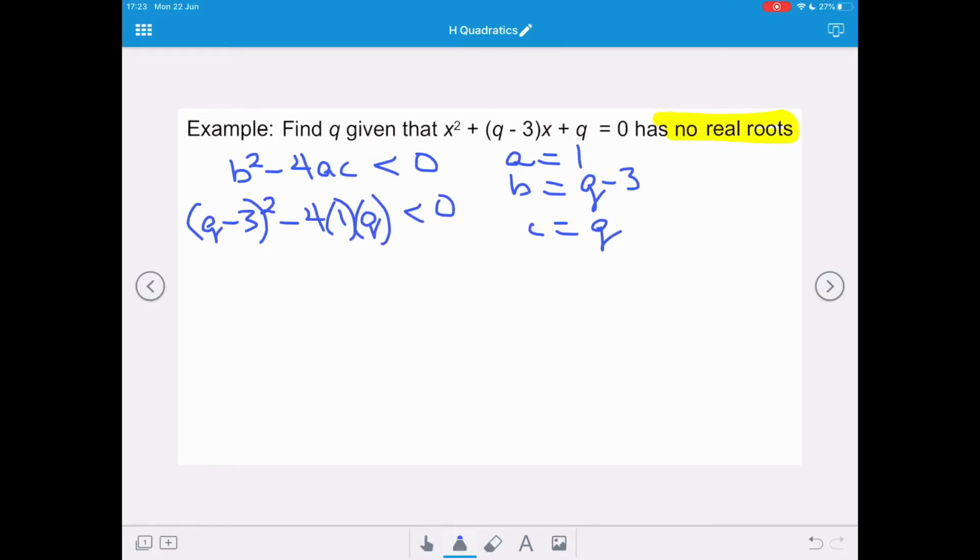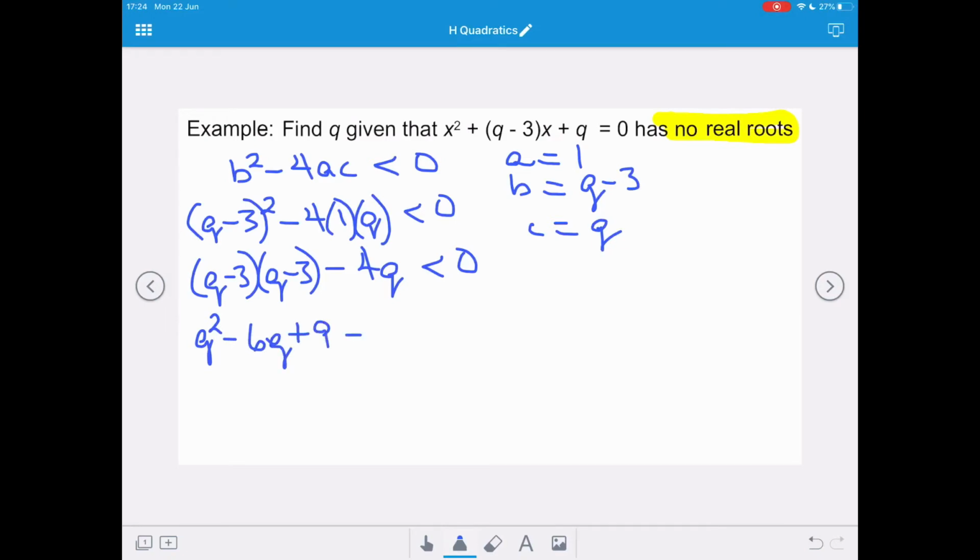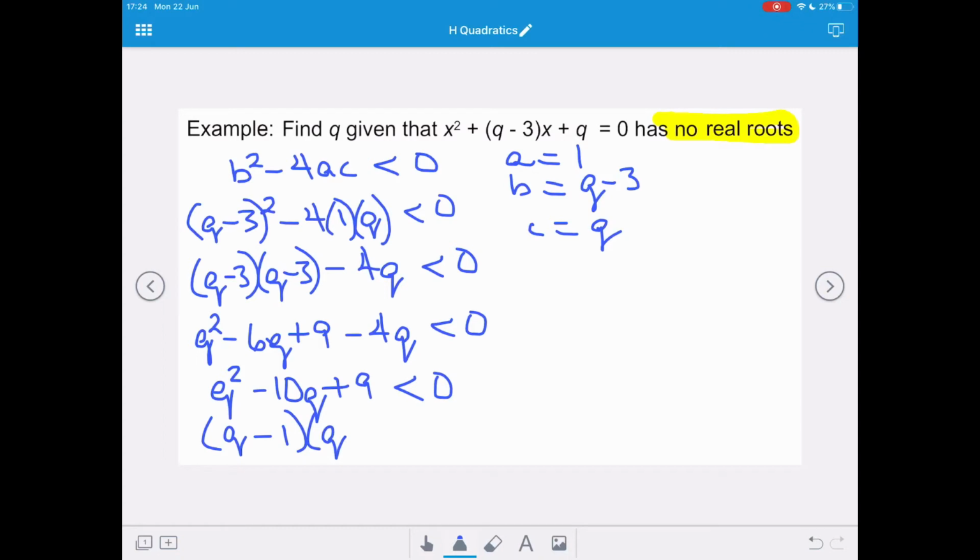We're going to rewrite the (q minus 3) all squared bracket as (q minus 3)(q minus 3), and then we subtract 4q, and that's less than 0. Expanding the bracket gives us q squared minus 6q plus 9 minus 4q is less than 0. Collecting our like terms, we get q squared minus 10q plus 9 is less than 0, and now we need to factorize. So we're going to get (q minus 1)(q minus 9) is less than 0.